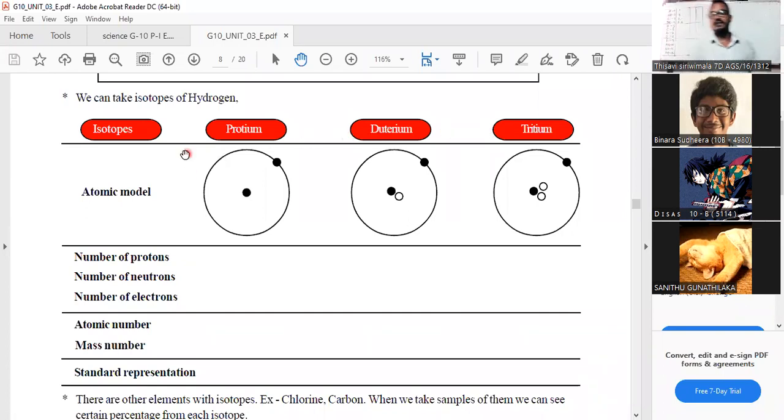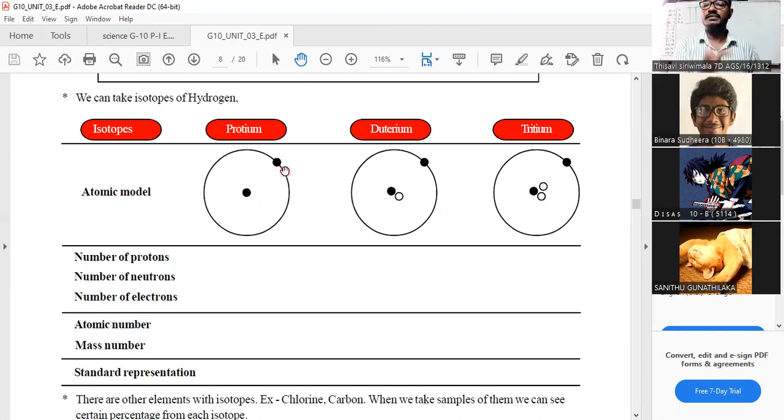So what are isotopes? The 3 diagrams are there. Here at the center, there's 1 proton, and here in the energy level, there's 1 electron. The second, the deuterium one, apart from the proton, the other white circle is representing 1 neutron. The third one has 2 neutrons, but the basic things can't be changed. The basic thing means 1 proton and 1 electron can't be changed. If it is changed, then the element will change. Hydrogen has 1 proton. If the number of protons becomes 2, then it will become helium, not hydrogen.